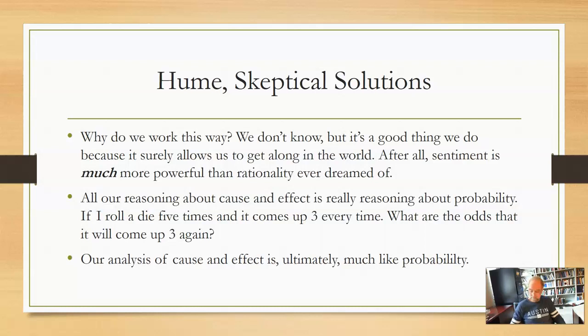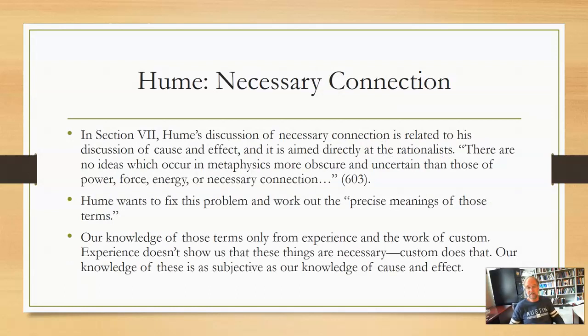Now, we're going to do just a little bit more to save plenty of time for next time, because next time is a big one: miracles. But in section 7, Hume discusses necessary connection, the idea of necessary connection. This is, of course, related to the discussion of cause and effect, and it's clearly and directly aimed right at the rationalist. On page 603, quotation up there, he writes, there are no ideas which occur in metaphysics more obscure and uncertain than those of power, force, energy, or necessary connection. Hume wants to fix this problem and work out the precise meaning of those terms.